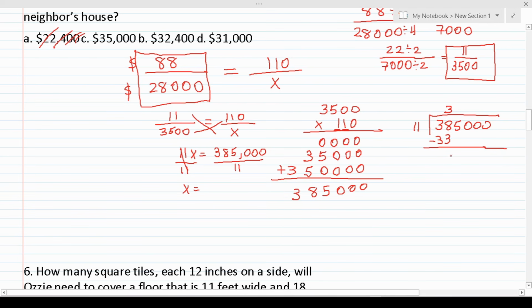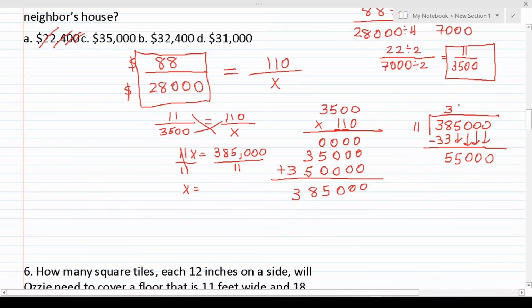8 minus 3 is 5. 3 minus 3 is 0. So drop down this 5 and then drop down these zeros as well. And just like that, now we can see what the answer is going to be.